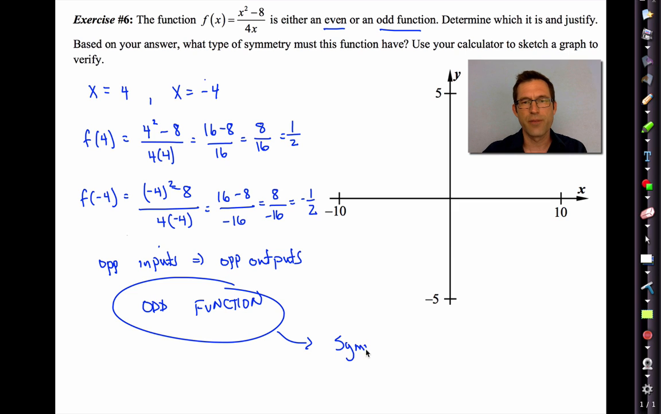And that's symmetry about the origin. Symmetry about the origin, meaning that if I rotate 180 degrees about the origin, it will land on itself. So do this now. Pause the video now, use your calculator, put that function in, be careful about the way you put it in, use the window indicated on the axes, and sketch a graph to see that symmetry. I'll sketch it as well in just a moment.